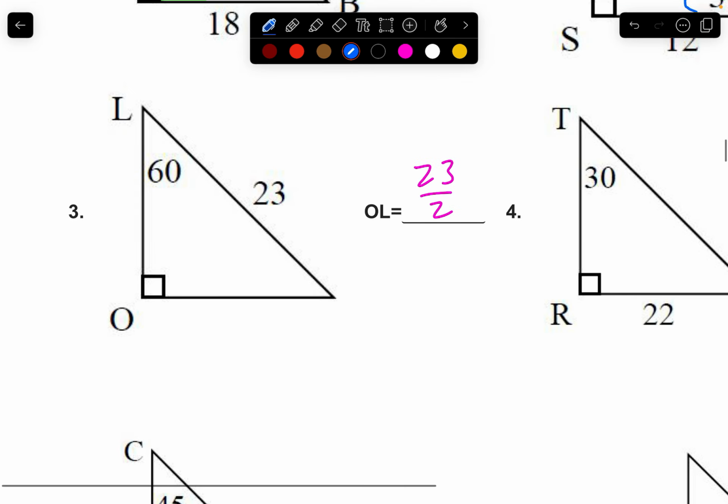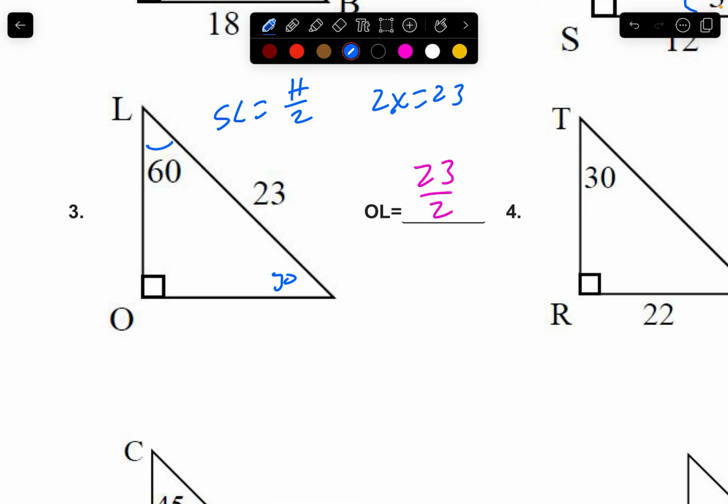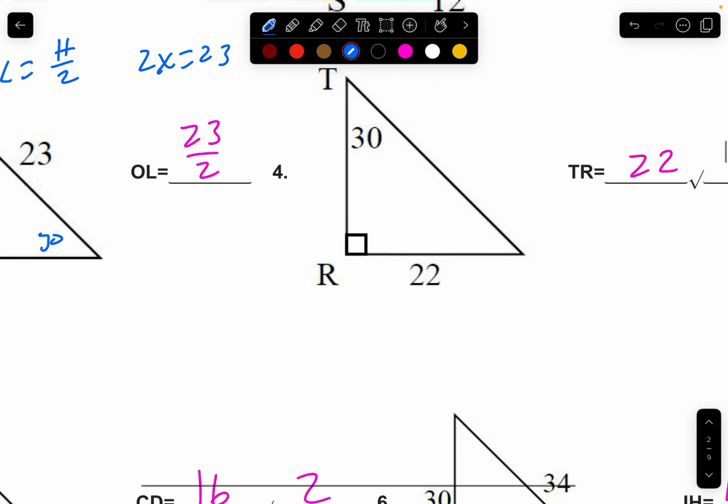Here we go. Here's the 60-degree angle. So this is the long leg, which means that this is the 30, and that's the short leg. Again, I'm not going to do this every time, but here's a hypotenuse. The short leg equals the hypotenuse divided by 2. Or you could think of it as 2 times something equals the hypotenuse. No matter how you think about it, you should be taking the 23 and dividing it by 2. And that is how long that side is, 23 divided by 2.